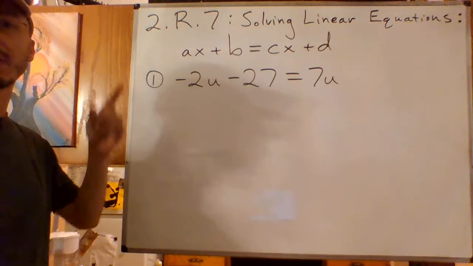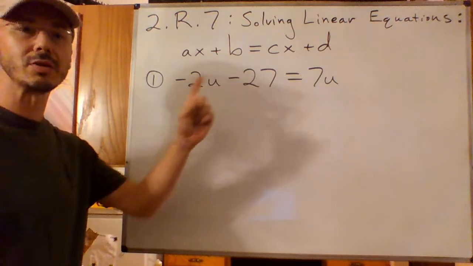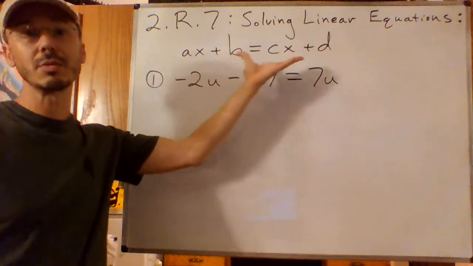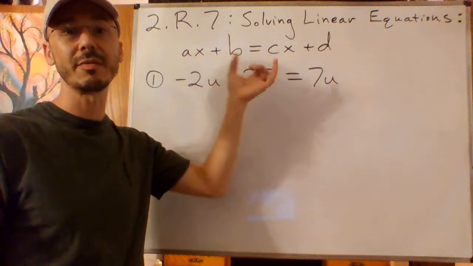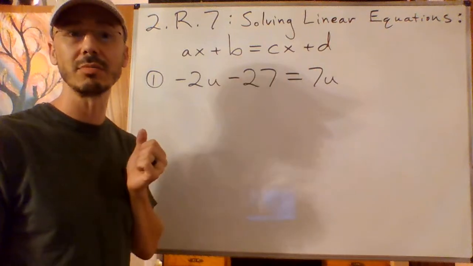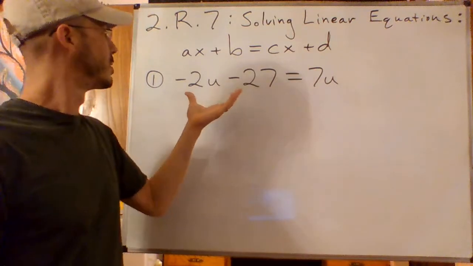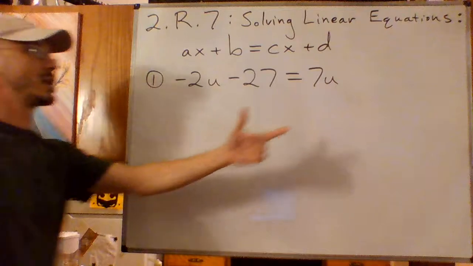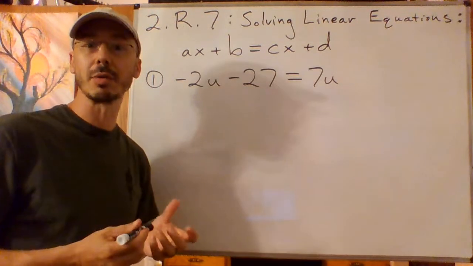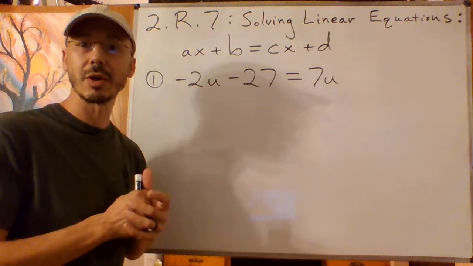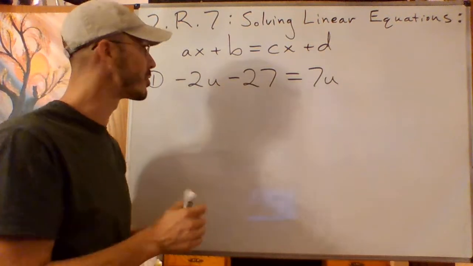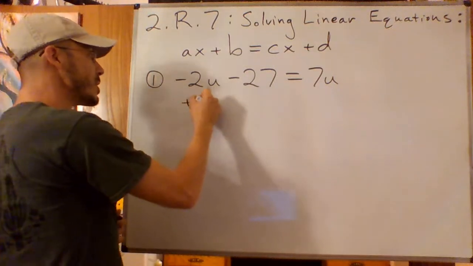This is lesson 2.R.7, solving linear equations, this time of the form ax plus b equals cx plus d. We've got variables and constants on both sides of the equation. The first one actually doesn't have any constant on this side, but it's going to be the same thing. We need to isolate the variable on one side of the equation and then really get it by itself. But first, we need to get all of them on one side of the equation.